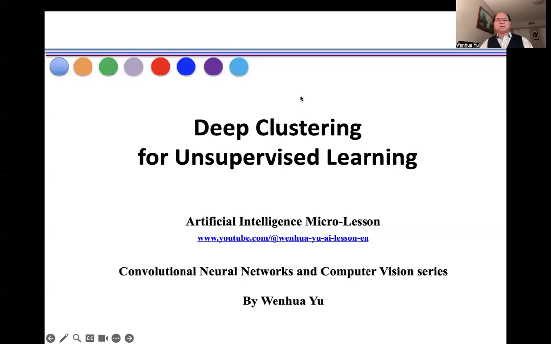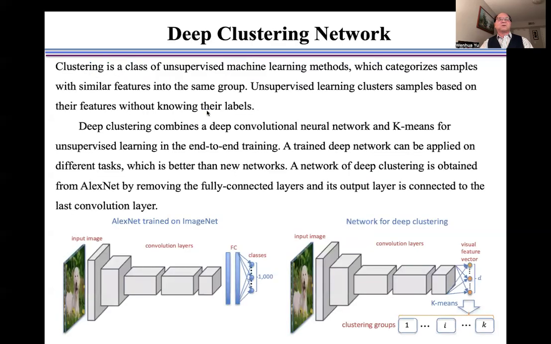This video introduces deep clustering for unsupervised learning. Clustering is a class of unsupervised machine learning methods, which categorizes samples with similar features into the same group. Unsupervised learning clusters samples based on their features without knowing their labels.